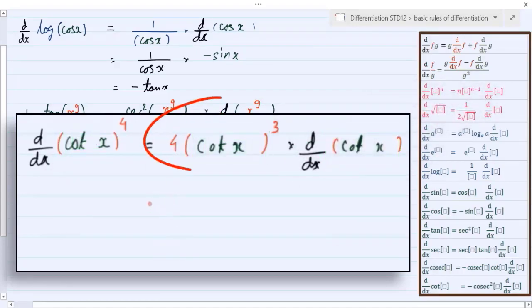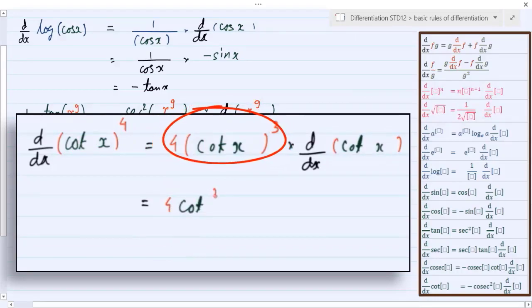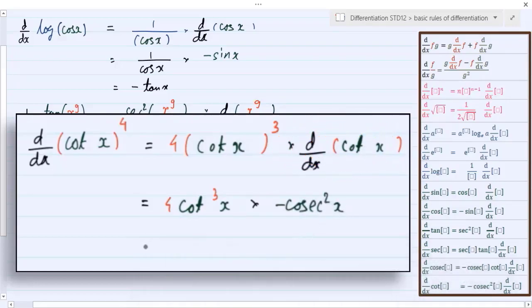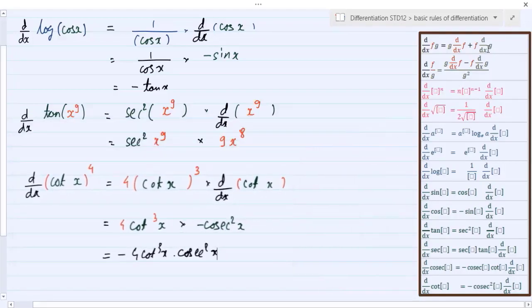So in next step, your 4 cot cube x will be as it is. We just have to focus on differentiation of cot x, which is minus cosec square x. So we can say minus 4 cot cube x cosec square x is your final answer. Ta-da!